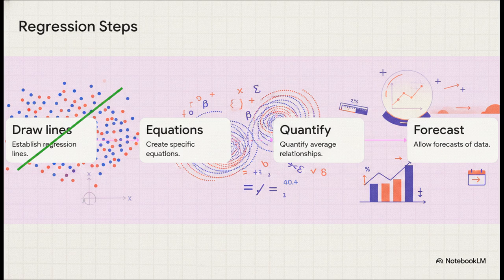Step 3. Quantify average relationships. That new equation scientifically locks in exactly how much one variable changes, on average, whenever the other variable moves. And finally, Step 4. Allow forecasts. Armed with that fully quantified relationship, we can map out future outcomes with, honestly, striking confidence.